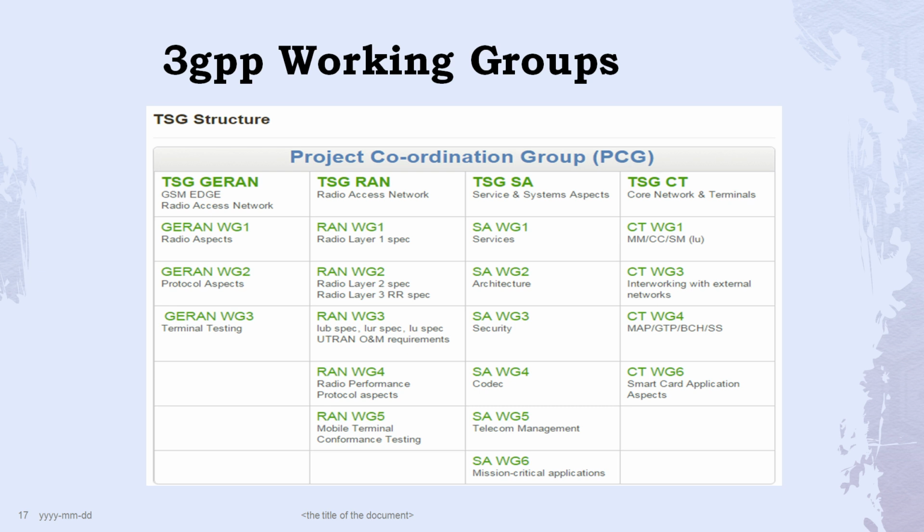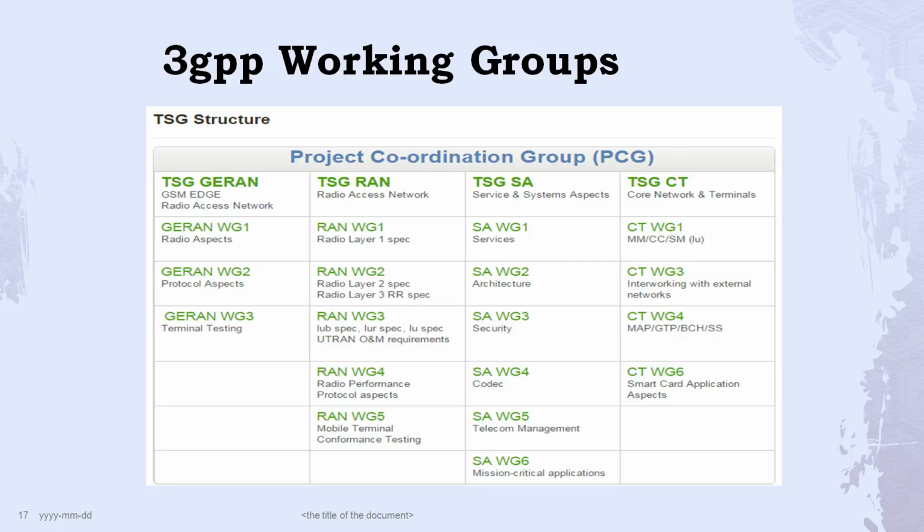And looking at SA, we have one responsible for services, one for architecture, one for security, one for codec, one for telecommunication management, and mission critical applications. And the last one, CT, we have working groups responsible for the different protocols, higher layer 3 protocols, MM, CC and SM. One is responsible for interconnection between the cellular network and external networks, and one responsible for MAP, GTP, PCH, and CC. And the last one, 6, is for the smart card application aspects.